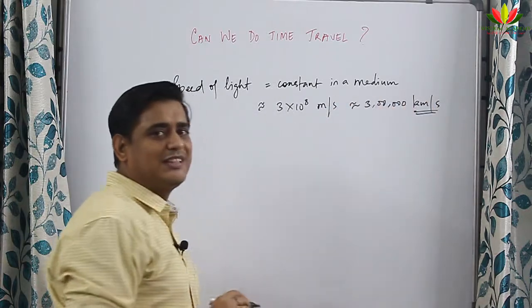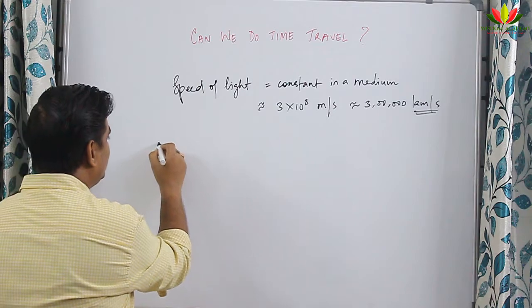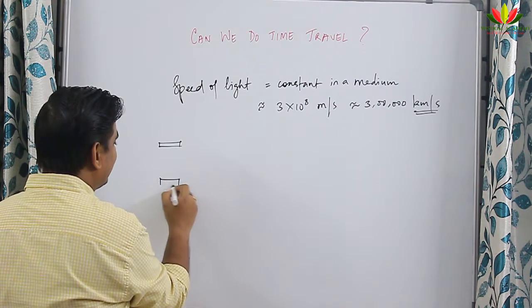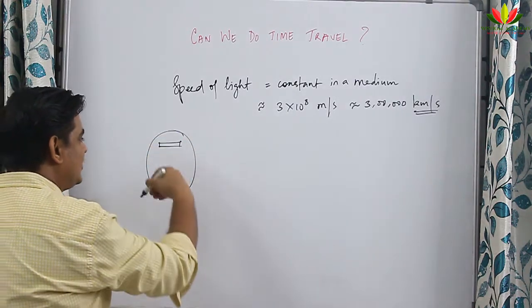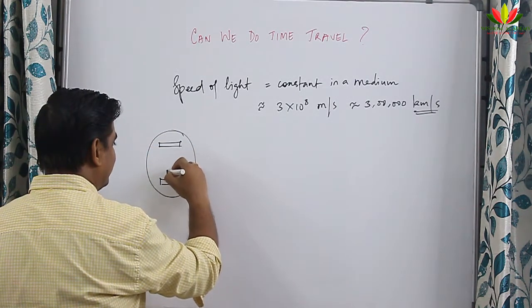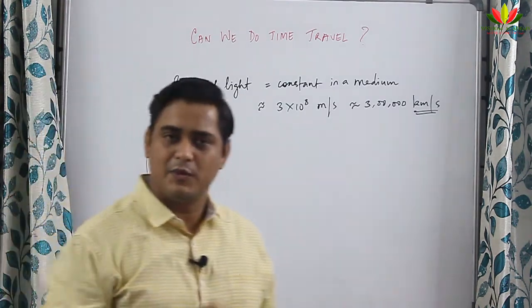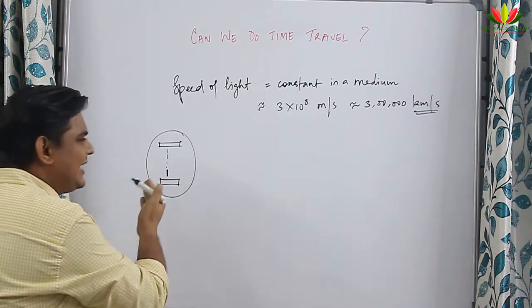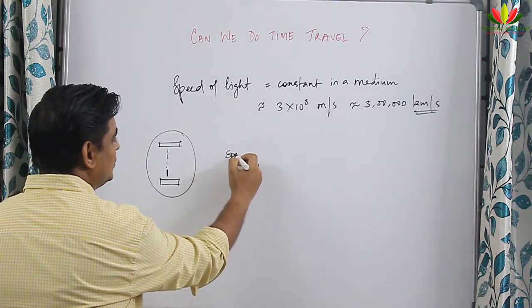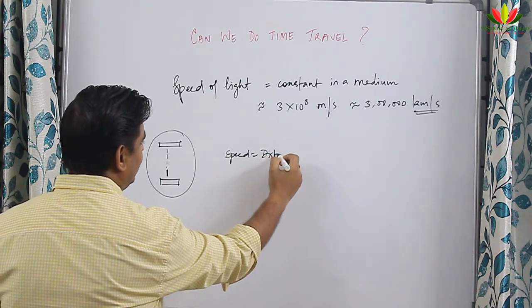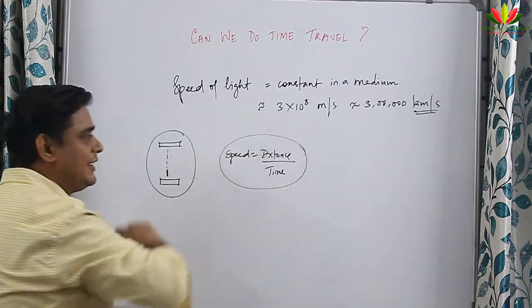Now, to explain this theory of time travel, I will take the help of two mirrors, what is called a mirror glass. So I have taken an arrangement in which I have two mirrors, and between these two mirrors there is light traveling. Light is traveling like this, hitting up and down. Now let it take some time t for hitting up and coming down. We know that speed is equal to distance by time.